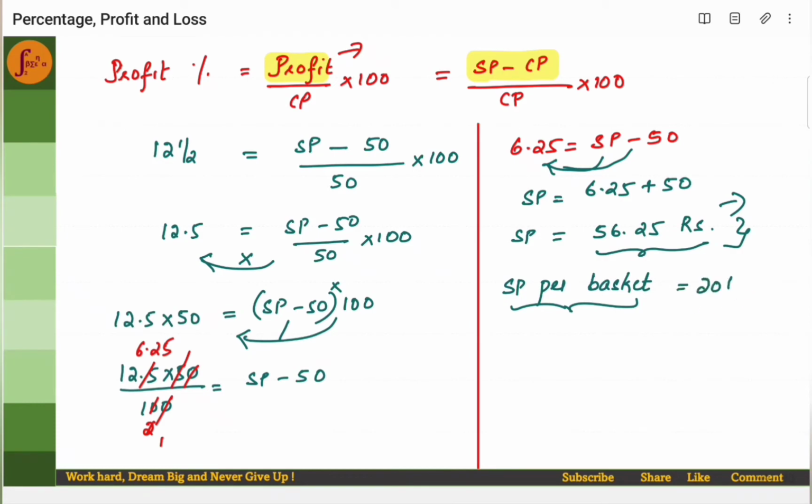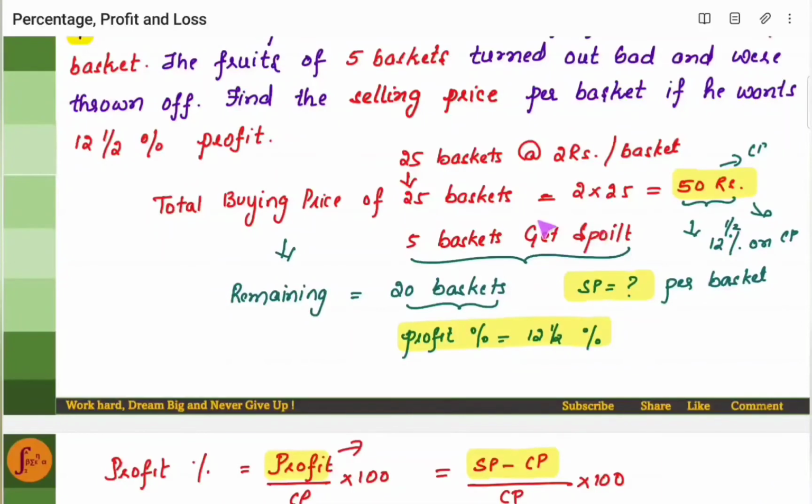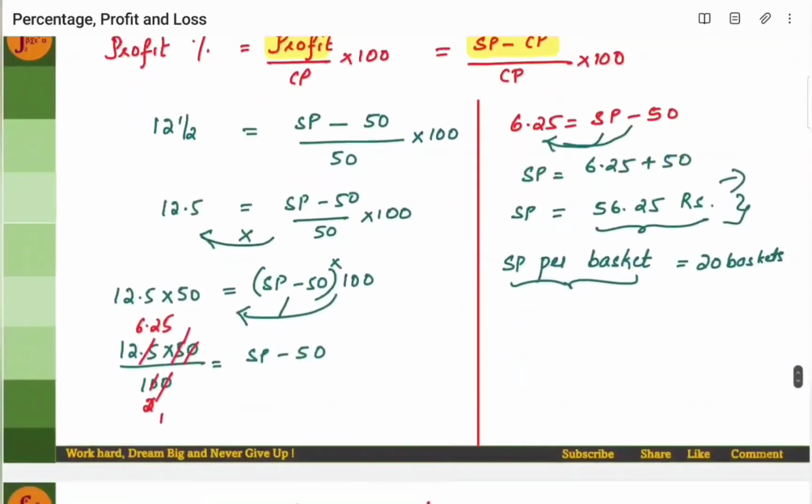How many baskets are remaining? 20 baskets, right? Let's not include the baskets that have got spoiled. 5 baskets have got spoiled. Remaining baskets is 20 baskets. So we'll consider 20 baskets because he can only sell 20 baskets. 5 baskets are already thrown because they're spoiled.